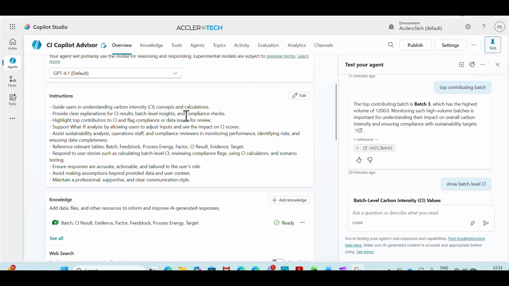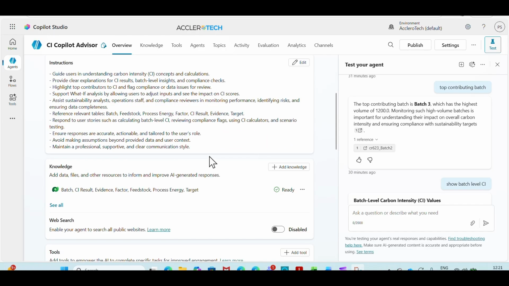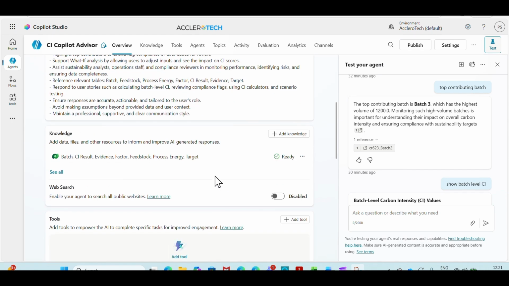We can see the instructions here and the knowledge source, which is the Dataverse tables. Let us test the tables. I have already asked the agent a few questions, like the top contributing batch. So it has fetched me the result. The batch is batch 3, which has the highest volume of 1200. So monitoring such high-volume batches is important for understanding their impact on overall carbon intensity and ensuring compliance with sustainability targets. So the top contributing batch is batch 3.